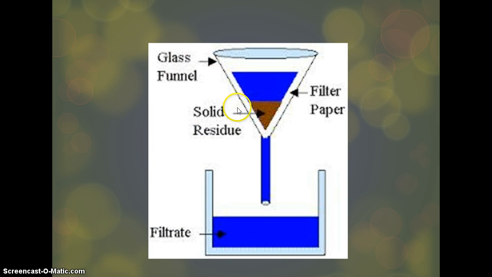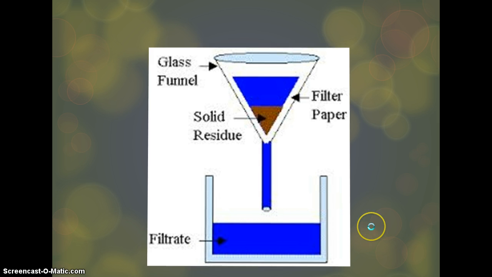So here is your funnel, and you would have some filter paper in here. You're going to pour your liquid and solid mixture in. The solid's going to get trapped, the liquid's going to drip through the funnel and get caught in your beaker or other container vessel. So this is your filtrate. This is the liquid that's left.